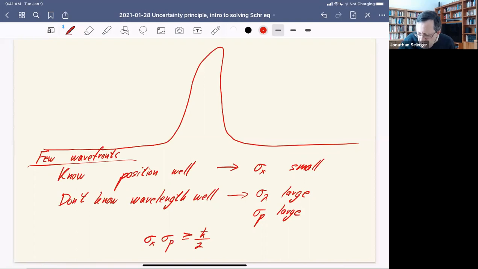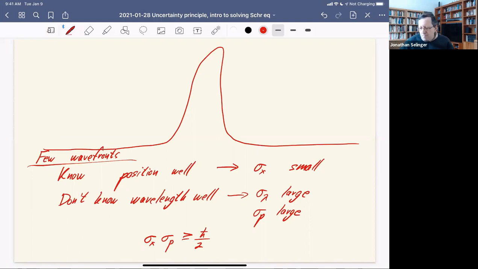Now, you'll notice this is an inequality. Okay? That means the best case is that these things are equal to h bar over 2. And then when one goes up, the other goes down. Now, you can do worse than that, right? That's the best case, h bar over 2. You can always have situations where you don't know either one very well, right? That's some case where there's extra uncertainty, right? But the best case is h bar over 2.